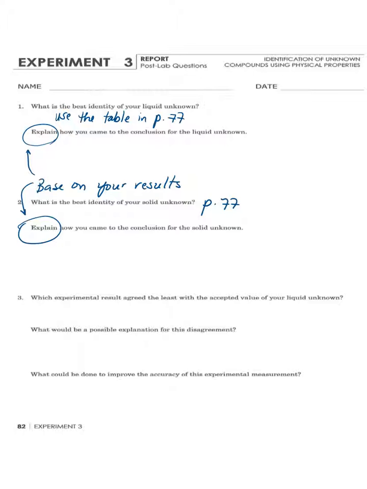For your solids, you're doing something similar. You're comparing your numbers to the ones in that table on page 77. For the solid, remember, you don't have an actual value for the density of your solid. You have an estimate, and that estimate is useful. And you have your melting point for the solid and boiling point for the liquid. So looking at your numbers and comparing them with the ones in the table, you should be able to identify which solid and which liquid you have.